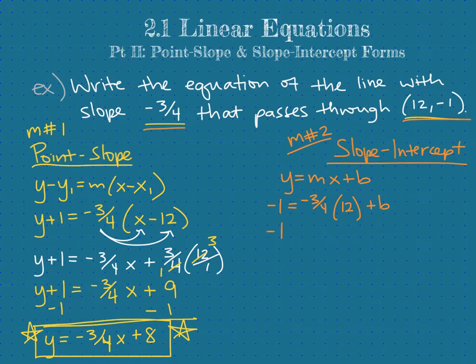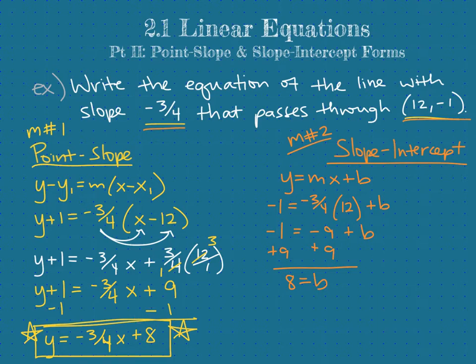So we need to do the -3/4 times 12, which we just did, but in this case it's going to be negative times a positive, so it's -9 plus b. And to solve for b, we'll add 9 to both sides. So we get that b is 8, which we already knew it was from over here.